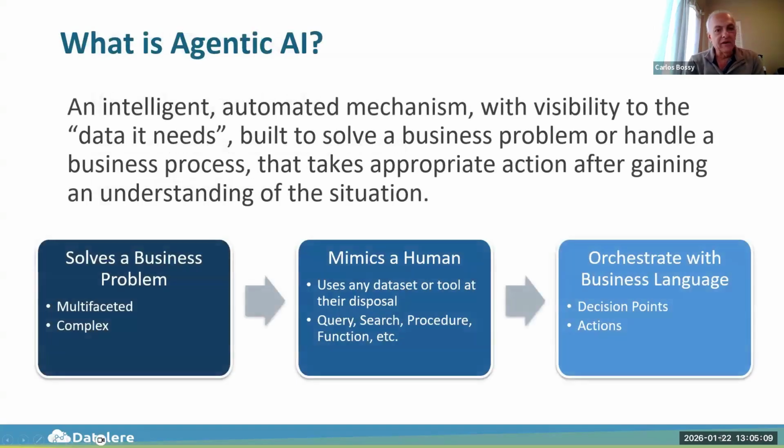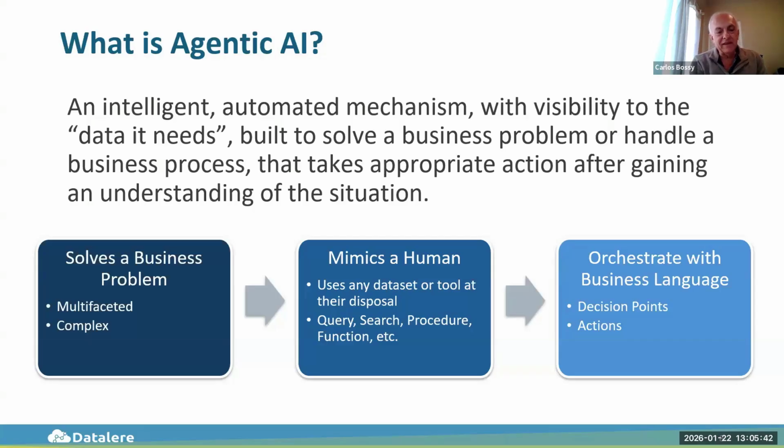So on the first slide here, there's a lot of people out there talking about this topic. So I thought I'm going to sit down and think about what I think agentic AI is, or how I would define it if a client of mine asked. And so I wrote this as an intelligent automated mechanism that has visibility to the data it needs, and it's built to solve a business problem or handle a business process. And it takes appropriate action after gaining an understanding of the situation.